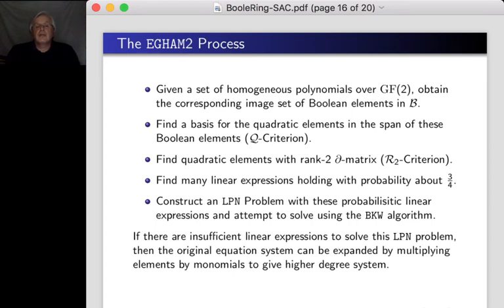And from these rank 2 elements, we can potentially find many linear expressions that hold with probability about 3/4. And then this gives us an LPN problem with these probabilistic linear expressions, and we can attempt to solve this LPN problem using an algorithm like the BKW algorithm. If there are insufficient linear expressions to solve this LPN problem, then we can go back to the original equation system and generate more equations by multiplying the elements by monomials to give a higher degree system.